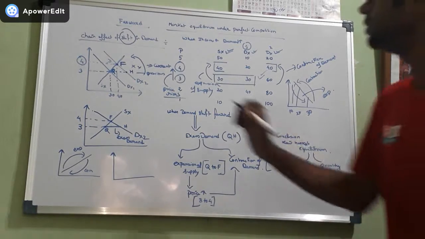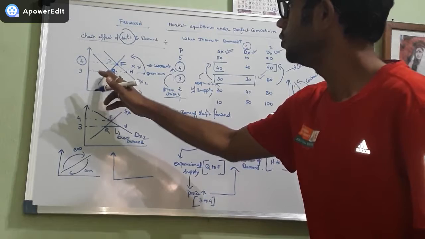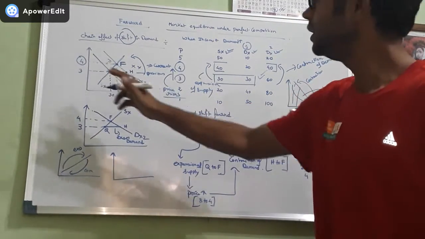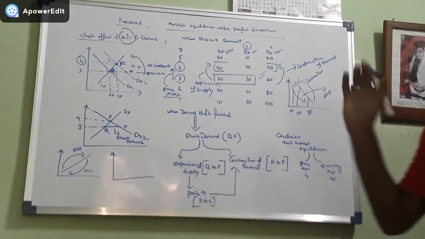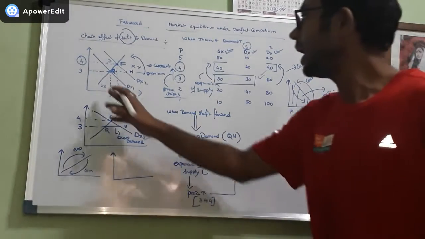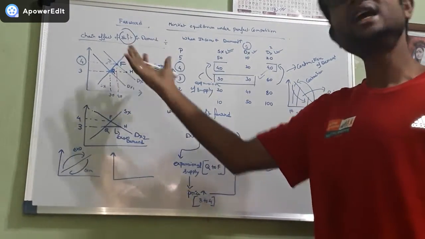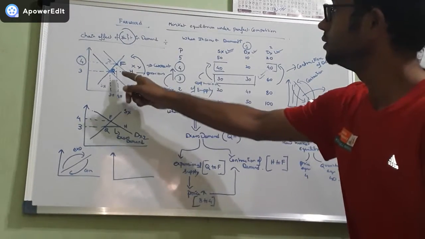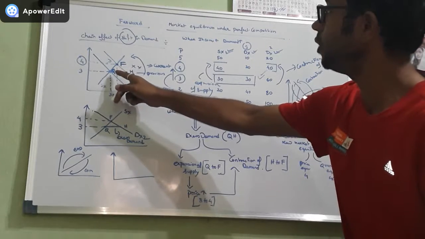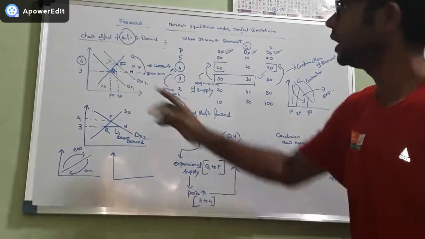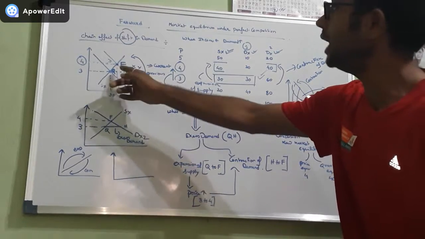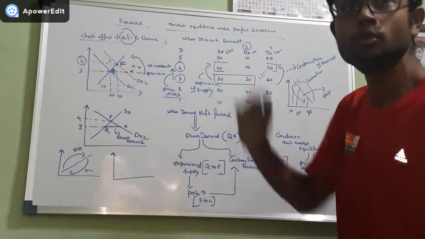How? See, in the graph, Dx1 is the initial demand, Dx2 is the second demand when there is an increase in demand, and Sx is the initial supply. As I have increased the demand, the equilibrium has shifted from Q to F. Now the equilibrium is happening at point F. Earlier the equilibrium was happening at point Q.